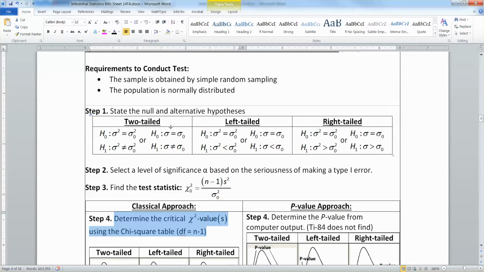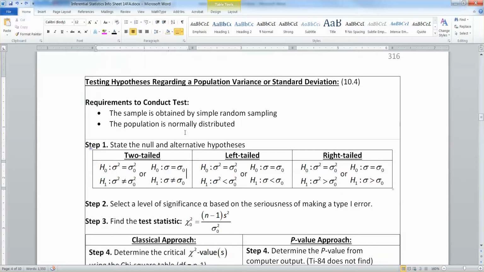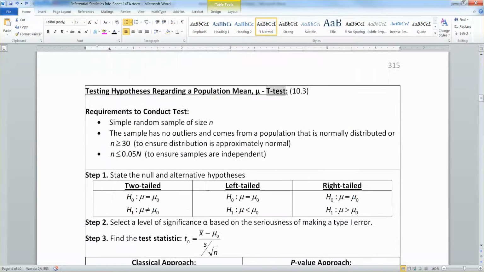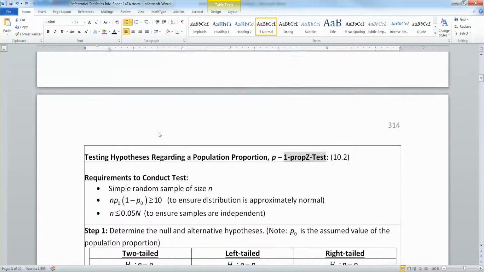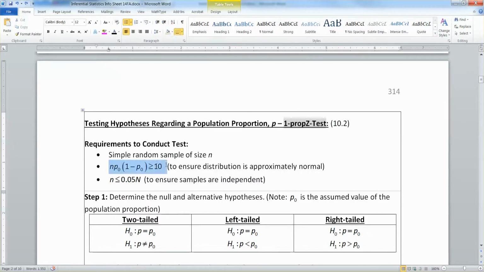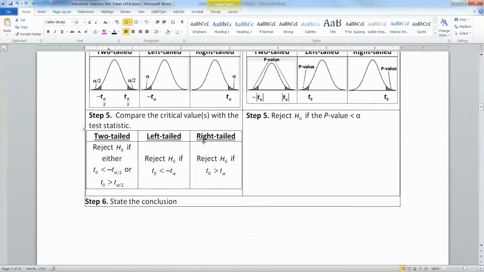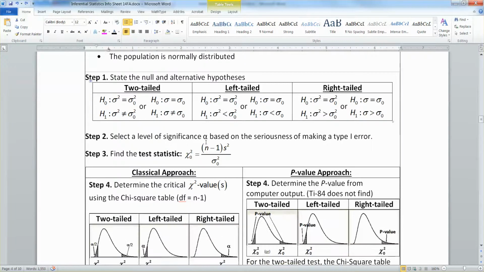Also remember that it doesn't really matter if you use sigma squared or sigma as long as you write the numbers correctly. So obviously sigma squared should be squared. That's kind of a sign. And remember that the requirements for this test are a little bit different than they are for the other tests. This one requires normal distribution, whereas the test for a mean only requires normal or greater than 30. The test for proportion requires n times p times 1 minus p is greater than 10. So each one of them has slightly different requirements in order to get away with running a hypothesis test.